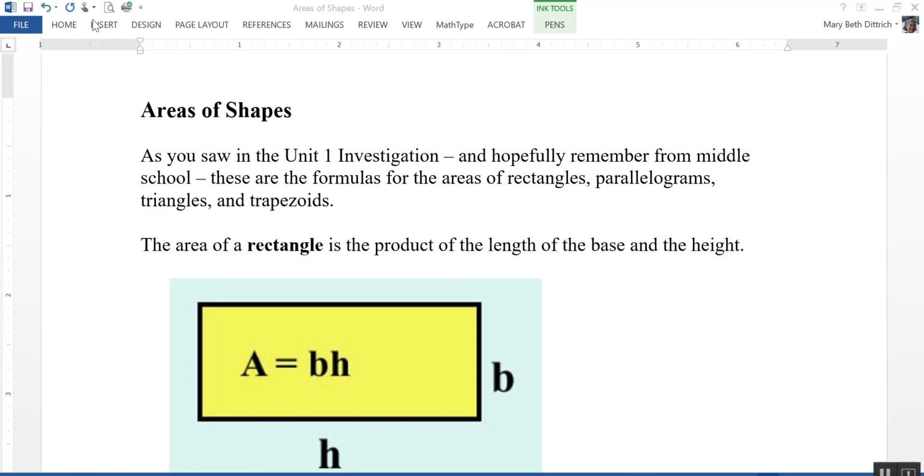This video is on areas of shapes. As you saw in the Unit 1 investigation, and hopefully remember from middle school, these are the formulas for the areas of rectangles, parallelograms, triangles, and trapezoids.